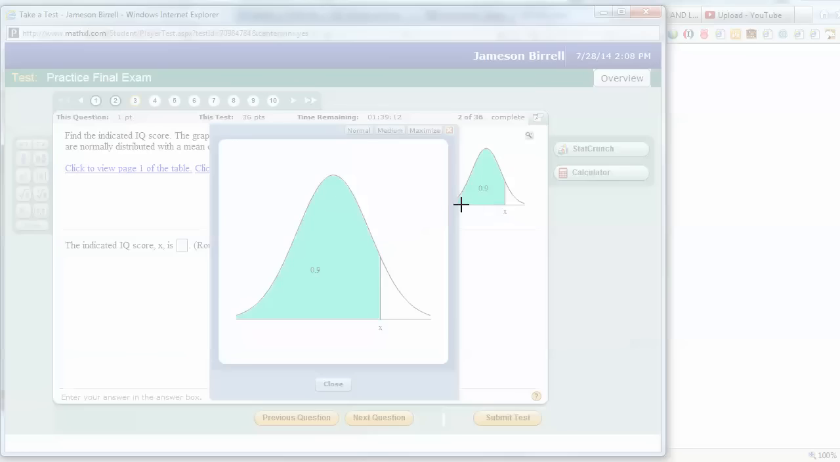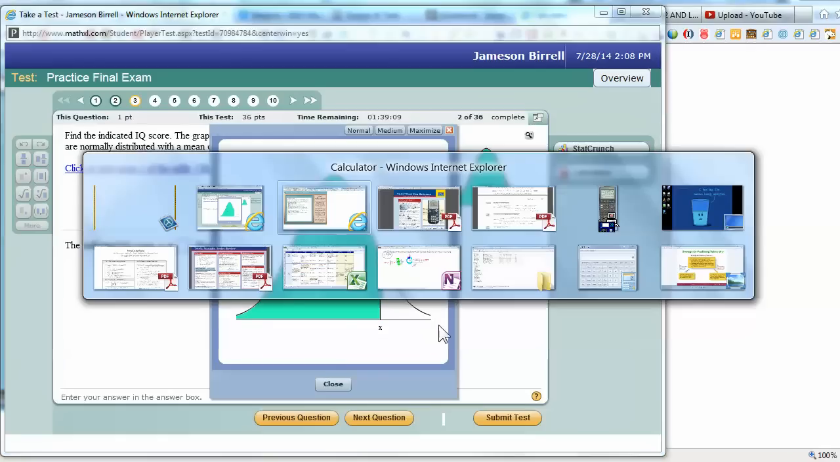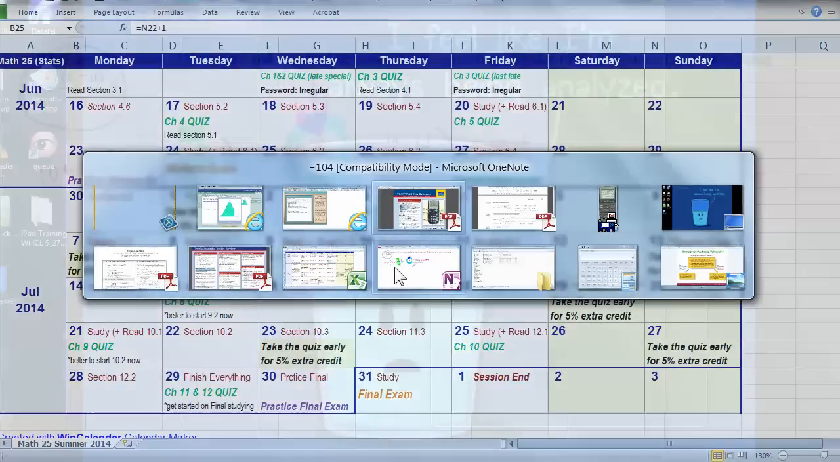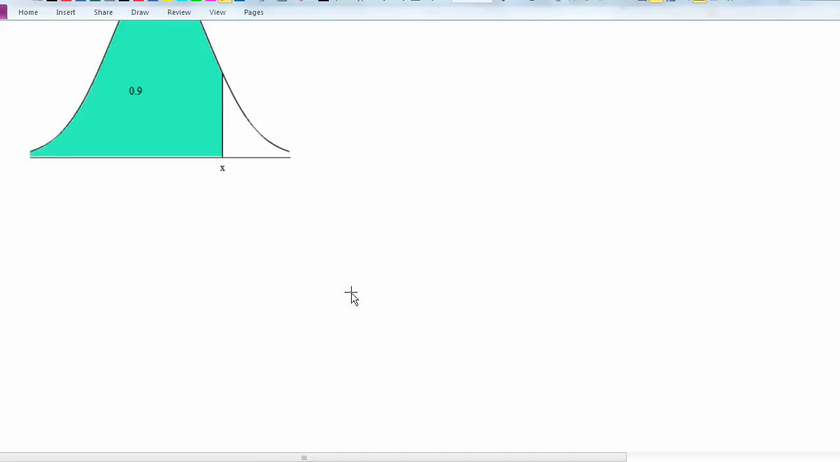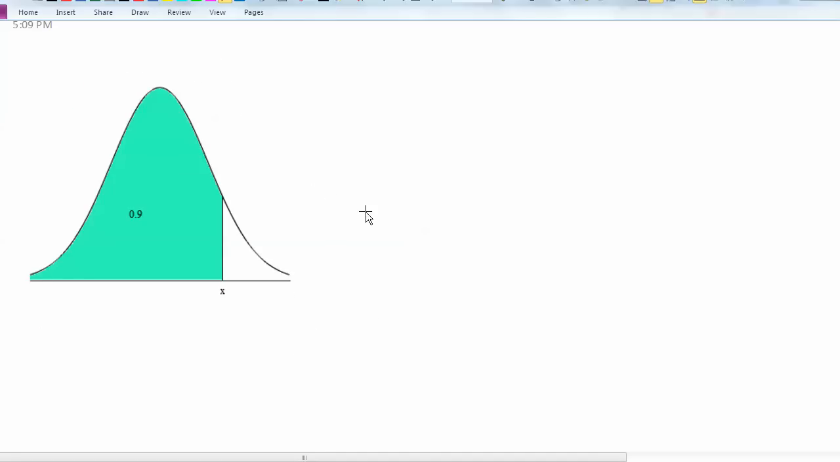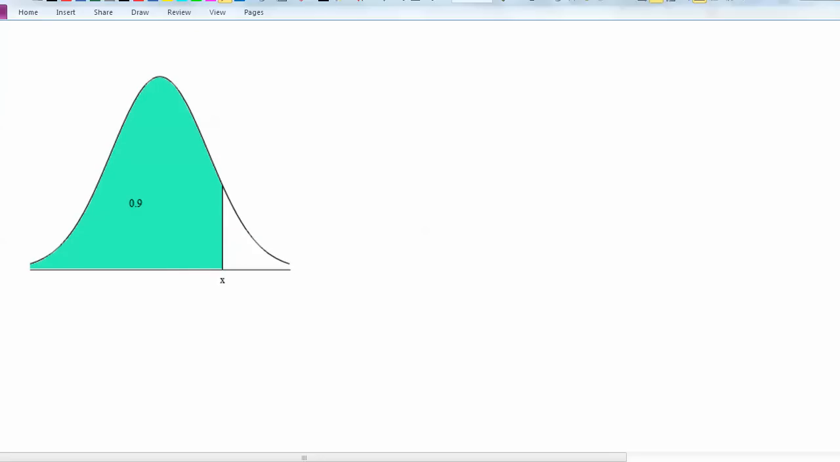So could we do this really fast? Sure. Okay, so we're going to have a 100 here for the expected mean, and a 15 there. And these are IQ scores.